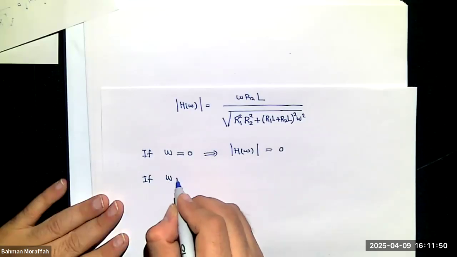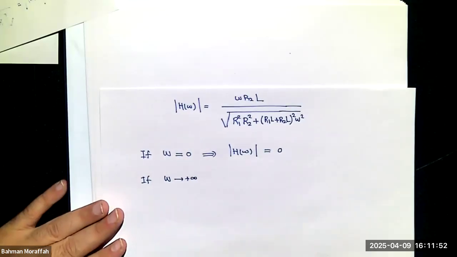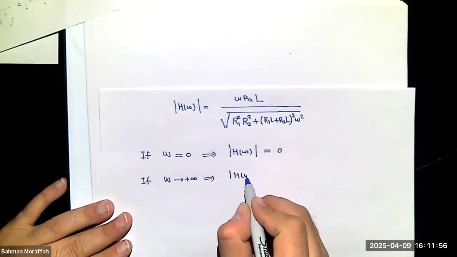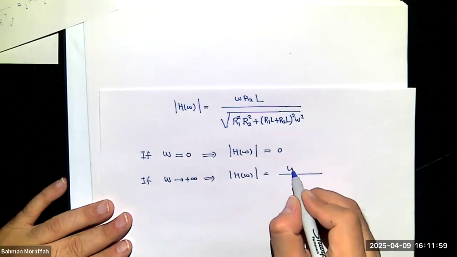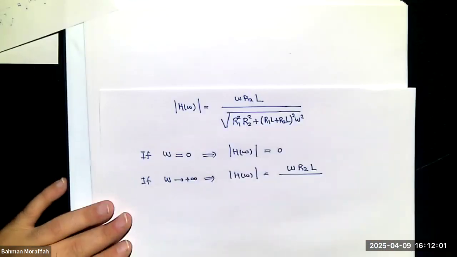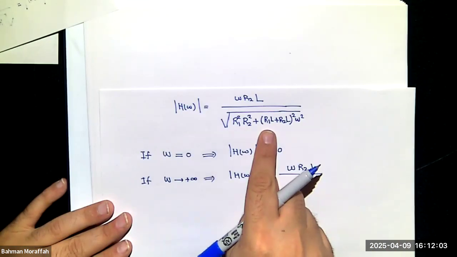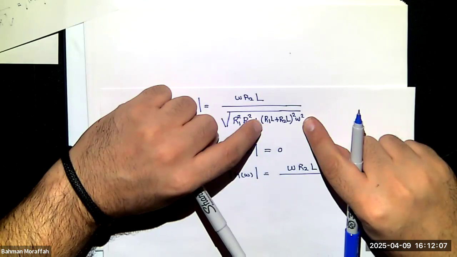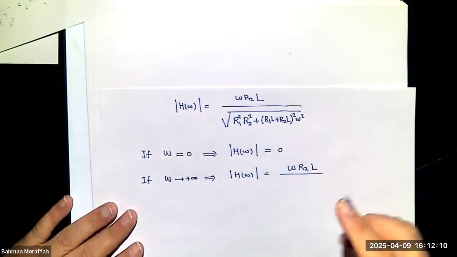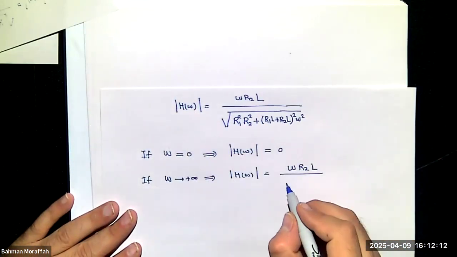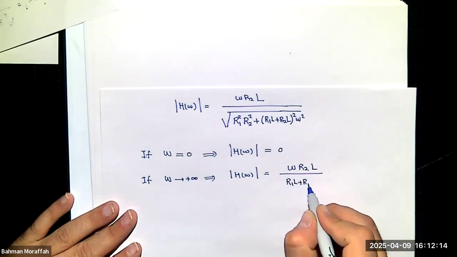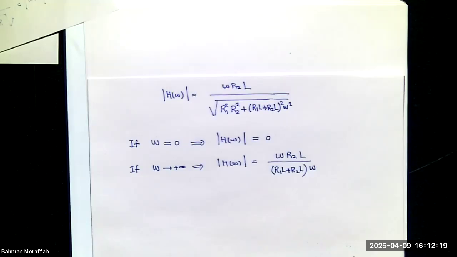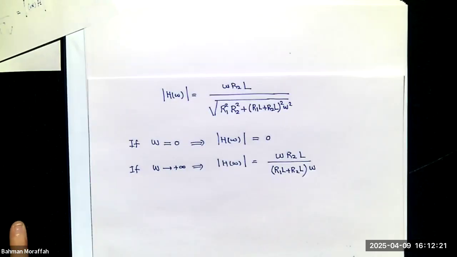What happens if omega approaches infinity? Well, the numerator is still something like omega R2 L. How about the denominator? Well, this term dominates the whole thing, because omega is pretty big. So the denominator becomes (R1 L plus R2 L) times omega.